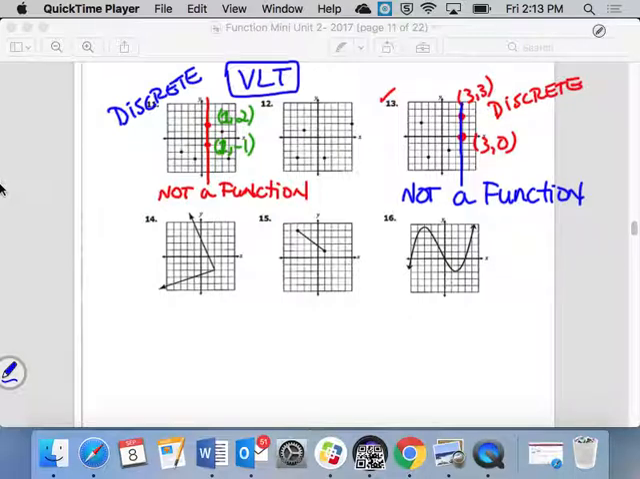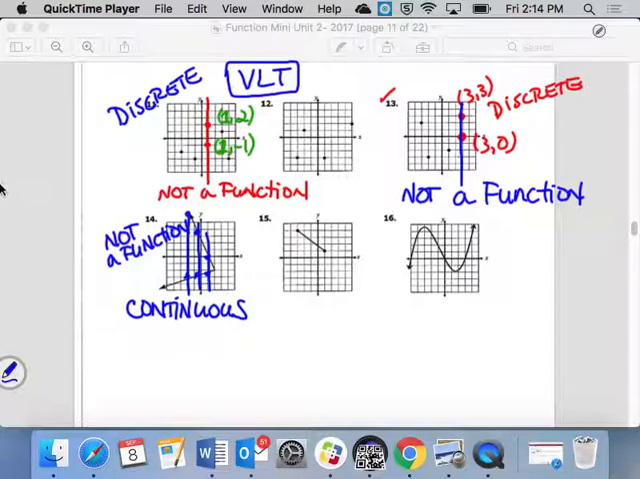Now let's look at a continuous graph. Down here, number 14, this is a continuous graph because I have connected lines or a connected curve. If I can intersect this graph in more than one spot at a time with my vertical line, then it is not a function. So here I'm drawing a few vertical lines through, and I'm intersecting this graph in 2 places all across. So this would not be a function because I'm able to use a vertical line to intersect the graph more than once.